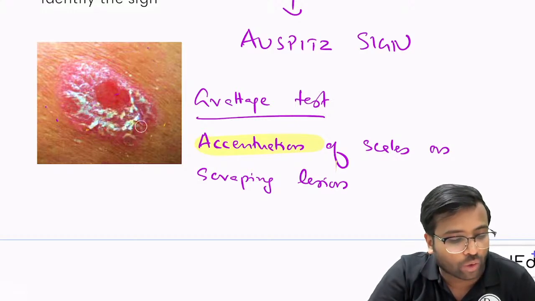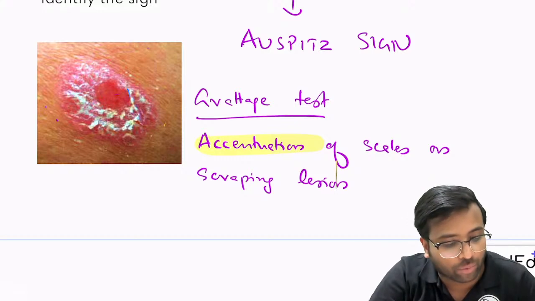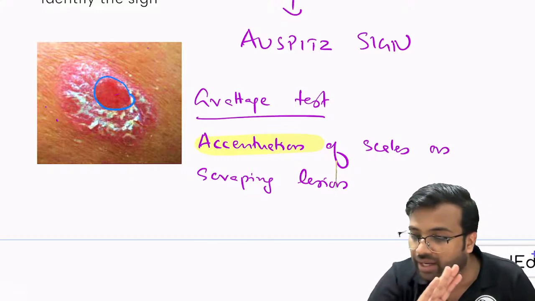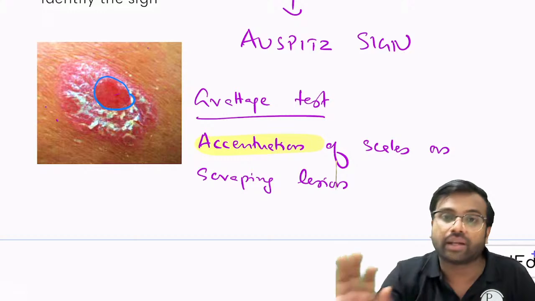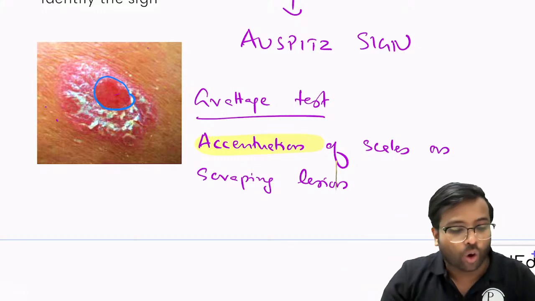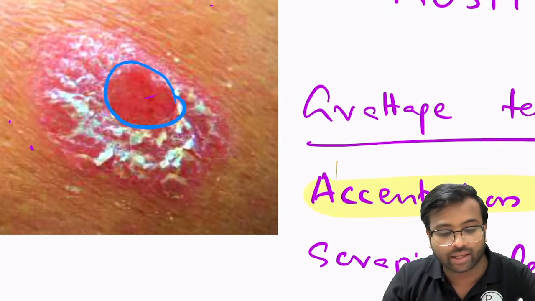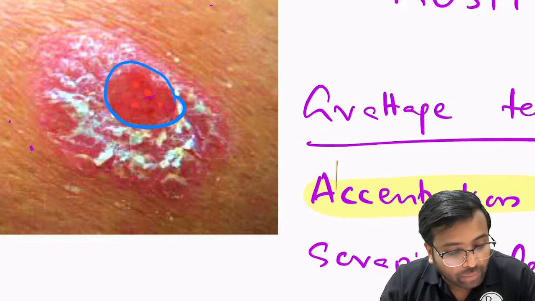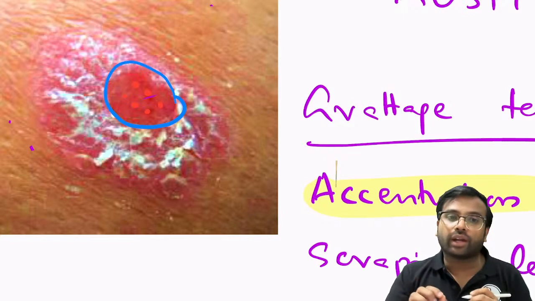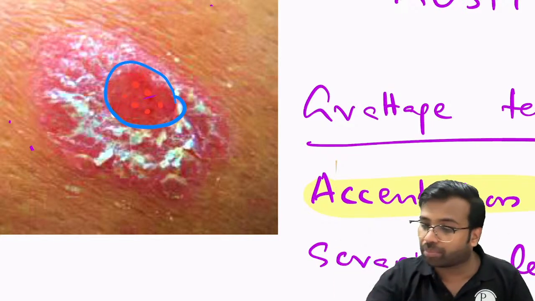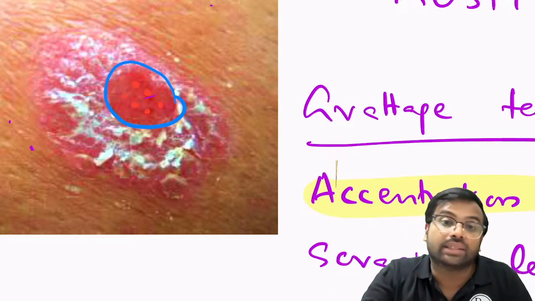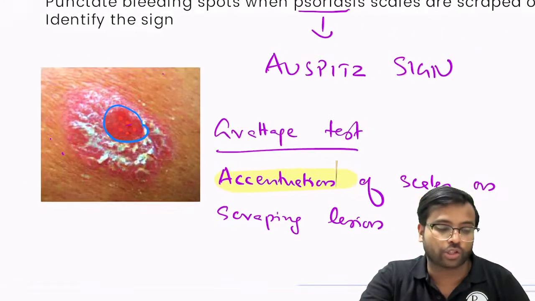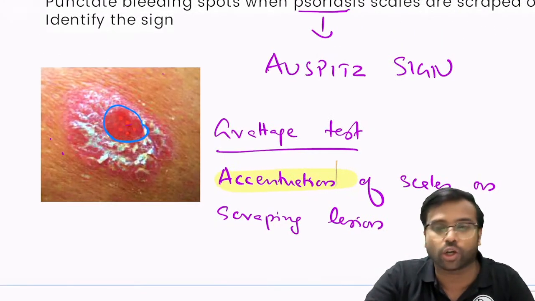Now after they disappear, here in the center you can see that the entire scaling has disappeared. And here you will see small pinpoint bleeding spots. So when you can see these kinds of pinpoint bleeding spots, this is called as Auspitz sign. This is called as Auspitz sign.